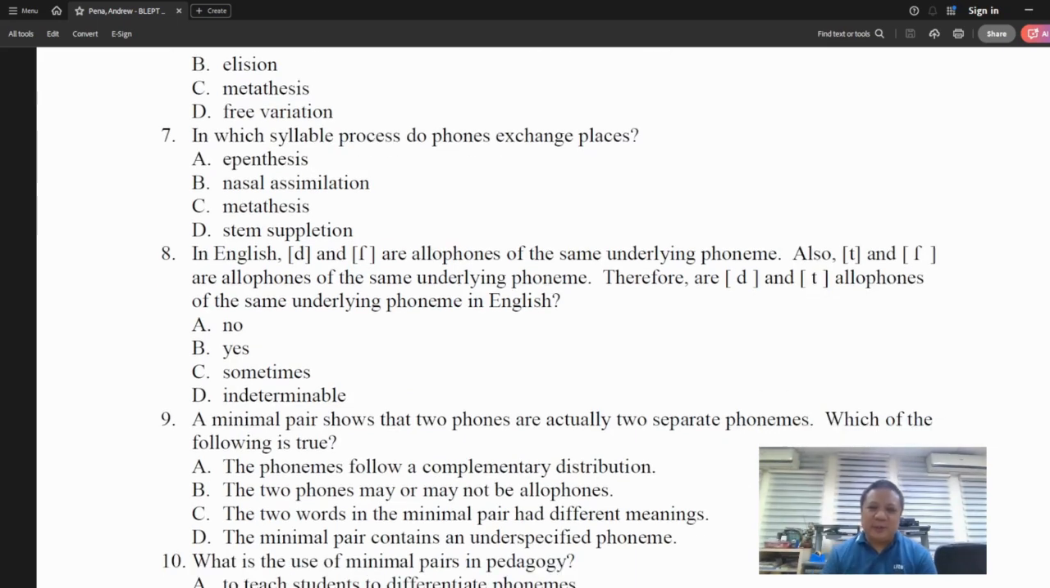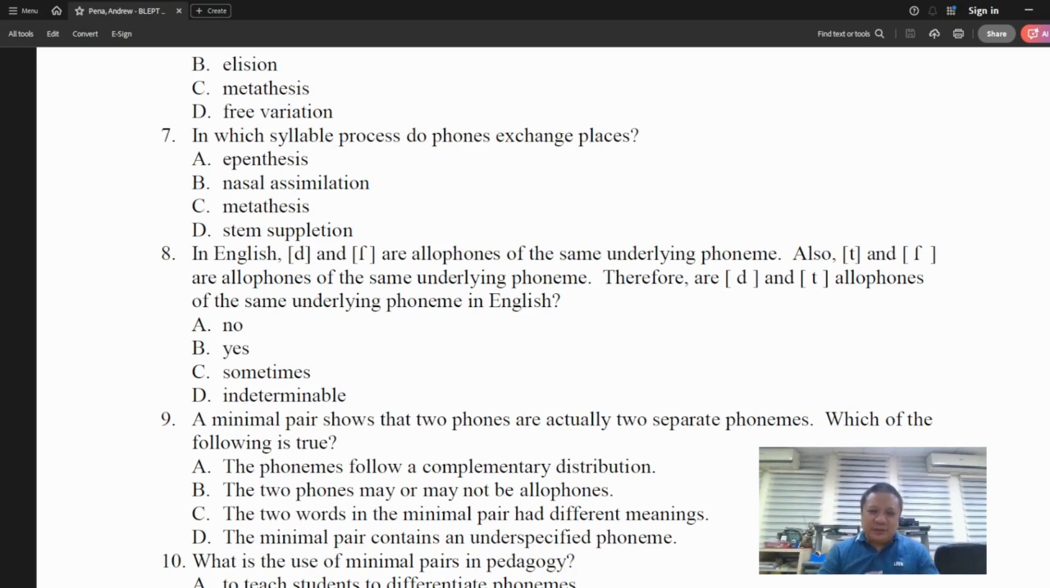Number 7. In which syllable process do phones exchange places? A. Epenthesis. B. Nasal assimilation. C. Metathesis. D. Stem suppletion. The answer is metathesis. C.